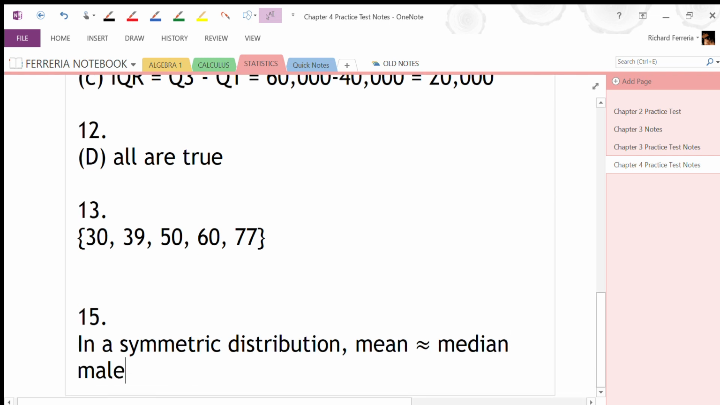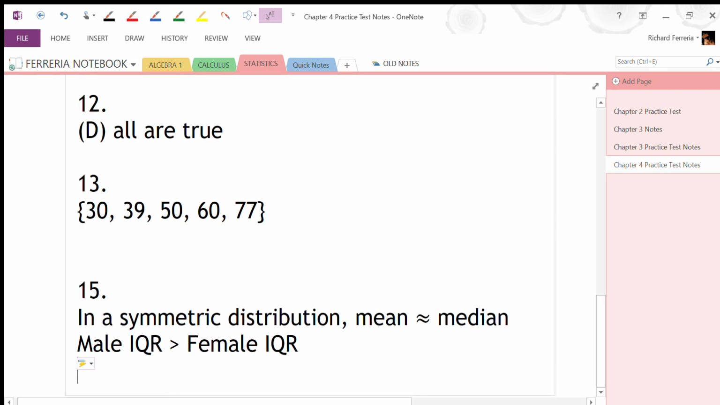Male IQR is greater than female IQR. IQR is a measure of variability.